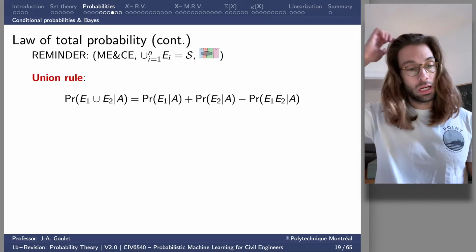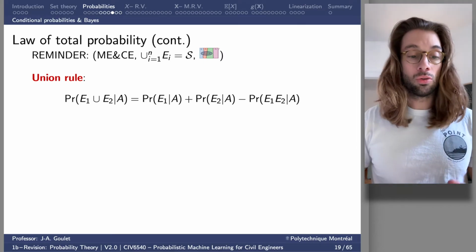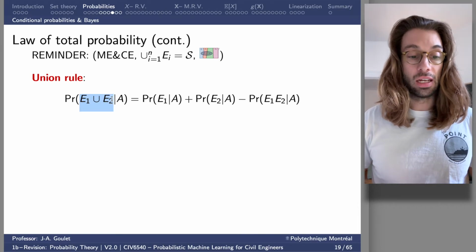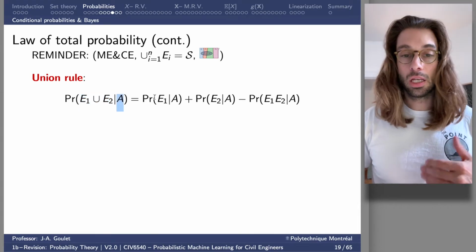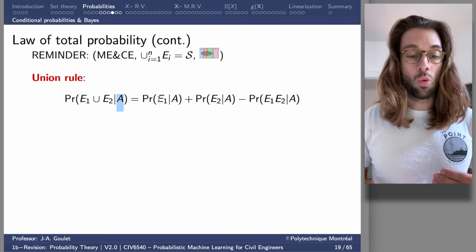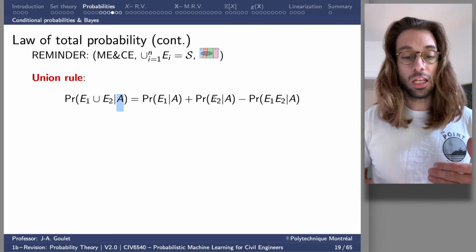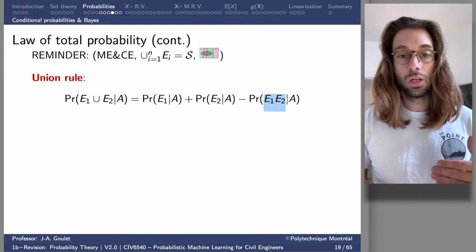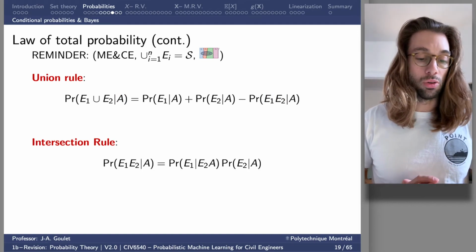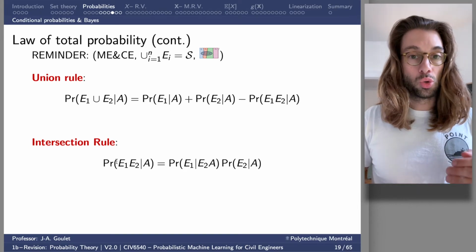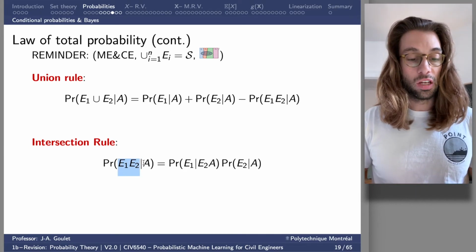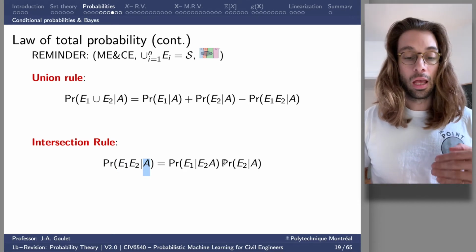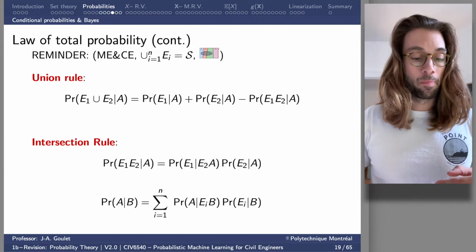So if we continue with this, we can define the union rule. So if we have the probability for the union of events given another event A, we can say it's going to be equal to the probability of E1 given A plus probability of E2 given A minus the probability of the intersection of E1, E2 given A. So the same thing for the intersection. The joint conditional probability of E1, E2 given A is going to be equal to the probability of E1 given E2 and A times the probability of E2 given A.